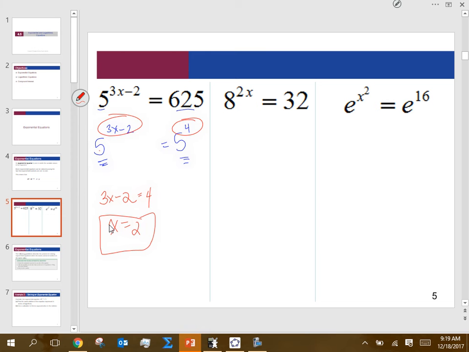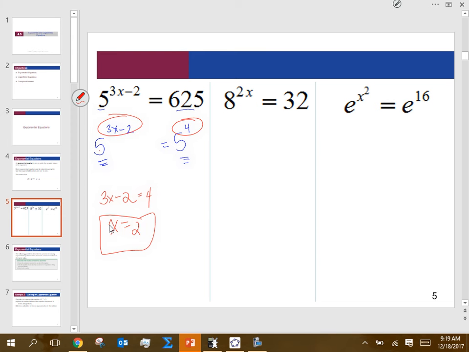You can always check it, just like anything else in algebra. You can always check yourself. Plug back into the original problem. Take 2, plug it in: 3 times 2 is 6, 6 minus 2 is 4. Equals 5 to the 4th, the same thing, 625. It's actually the relationship that we set up so we could start this problem.